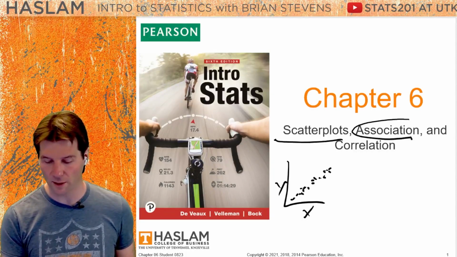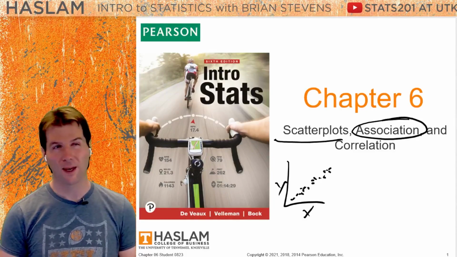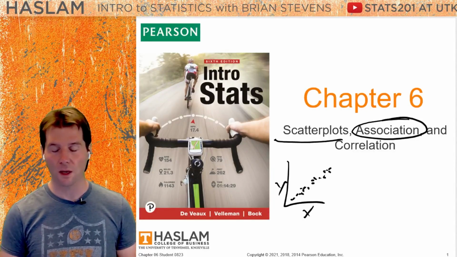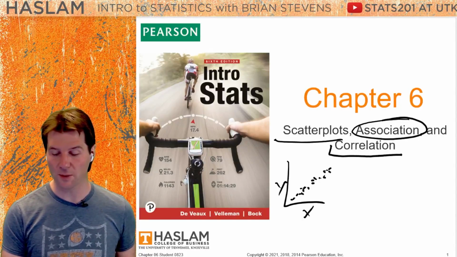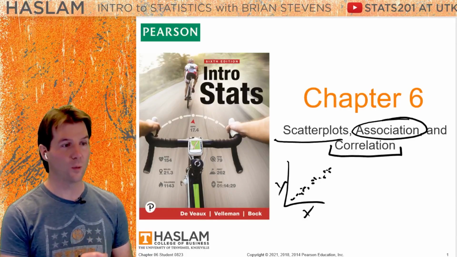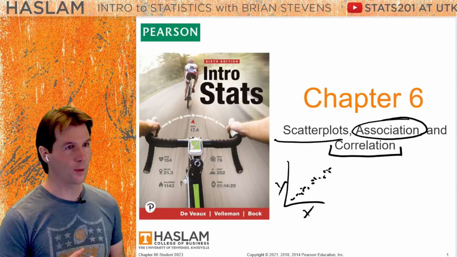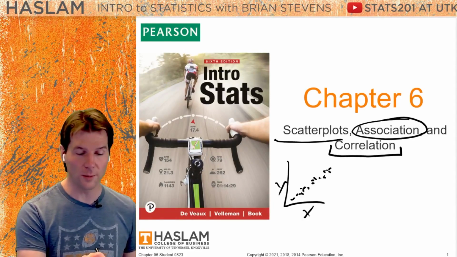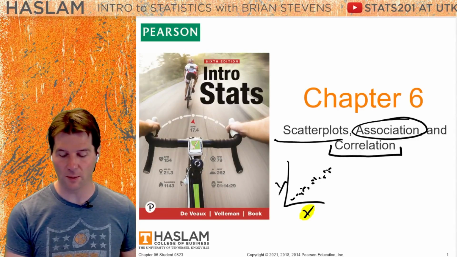Association is when one variable tells you something about another, as in the variables are not independent. Correlation is a very specific kind of association, which is only between two quantitative variables. So remember, a correlation is a specific kind of association only between two quantitative variables.